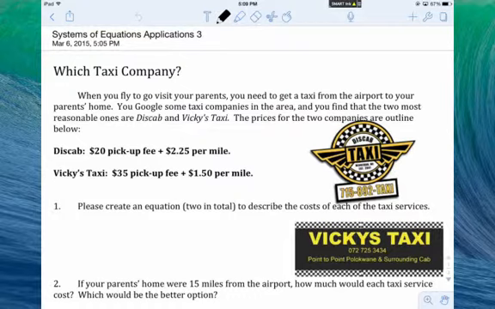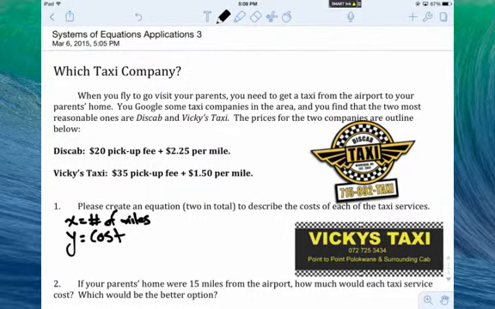But to get there, let's start by creating an equation for each of these taxi companies describing the cost. I'm going to use the variables x and y again. Our independent variable x is going to be the number of miles that are driven in this trip. I'm just going to say number of miles.